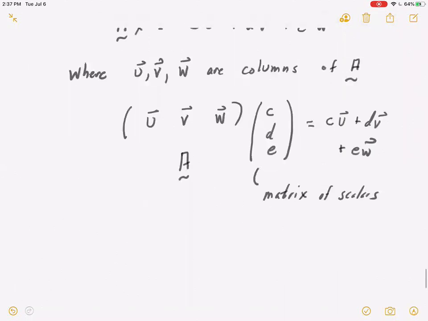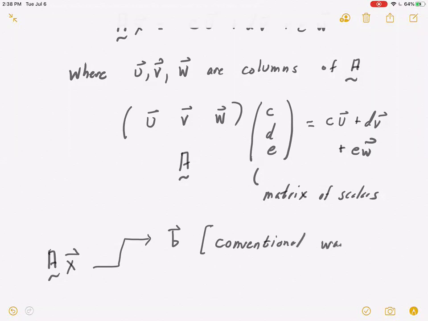So let's summarize. Someone gives you a matrix A, and asks you to multiply it by a vector X. You can get a result, vector B, and you can write down what B is using the conventional way of matrix multiplication that we've been using throughout this course. So that's one way to look at this matrix vector multiplication.